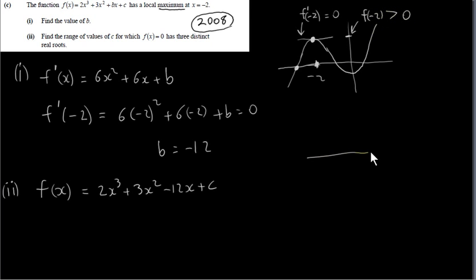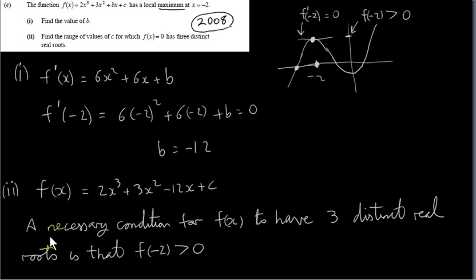It can't equal 0. If it equals 0, we would have this situation here. We would only have 2 roots. If f of minus 2 was equal to 0, the curve would just touch at minus 2. So we can say that a necessary condition for f of x to have 3 distinct real roots is that f of minus 2 must be greater than 0. This is a necessary condition. It's not a sufficient condition.